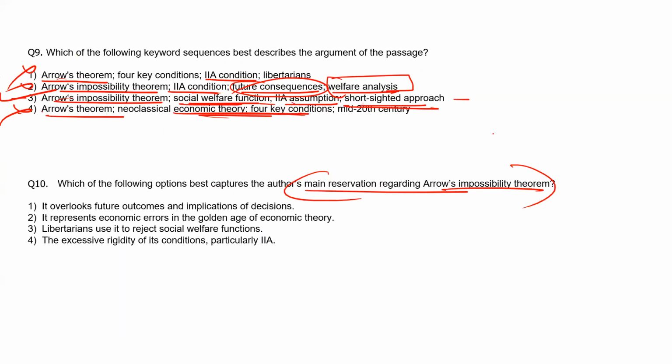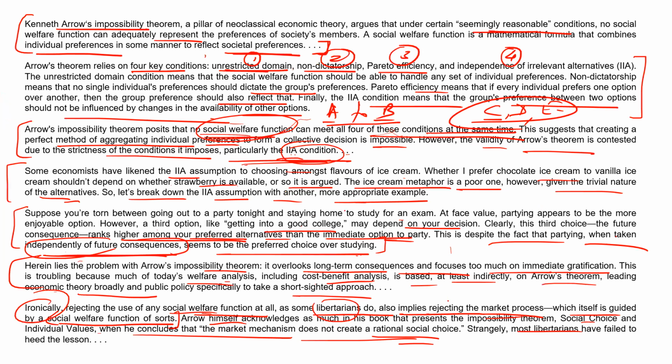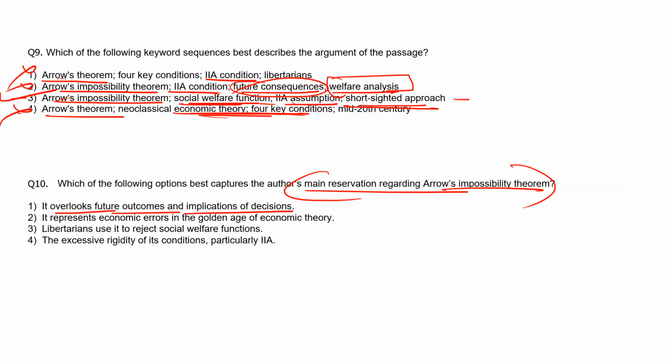So let's look at the first option. It overlooks future outcomes and implications of decisions. Yes, here it says future outlook. Herein lies a problem with Arrow's impossibility theorem. It overlooks long-term consequences and focuses too much on immediate gratification. So it overlooks future outcomes and implications of decision.